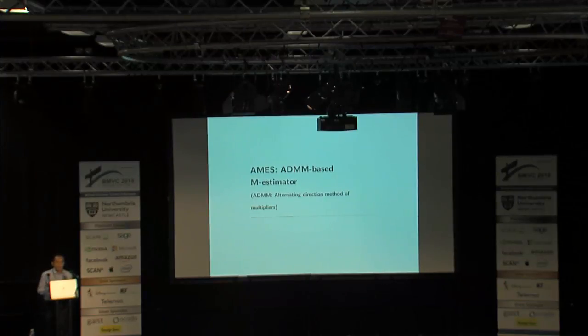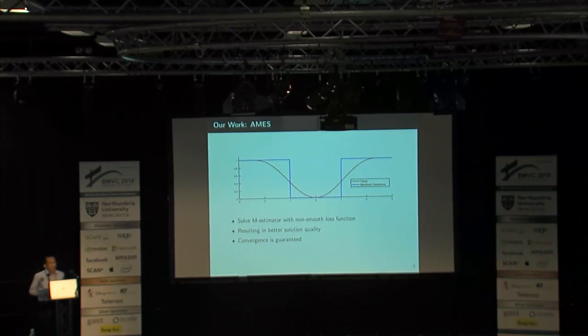Unfortunately, because our maximum consensus contains a non-smooth loss function, the traditional IRLS cannot be applied directly to our case. Therefore, we introduce AMES, or ADMM-based M estimator, to tackle this problem. ADMM stands for Alternating Direction Method of Multipliers. I think most of you already know, it's a popular optimization technique that has attracted a lot of attention recently in computer vision. So, our algorithm has three main characteristics.